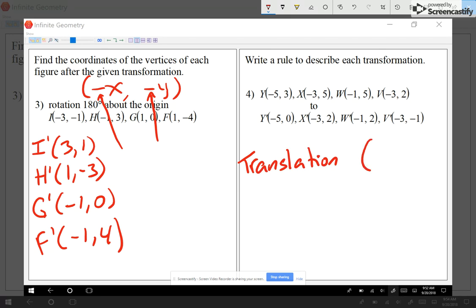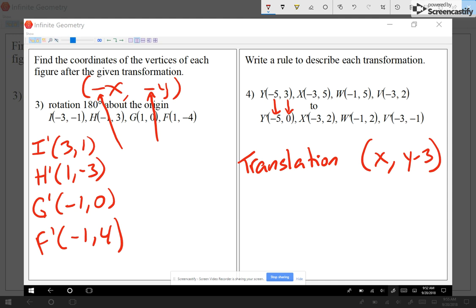When I look at translation, the x value stays the same. So I'm just going to put an x to say the x value stays the same. When I look at the y's, it seems like I'm subtracting 3. So I'm going to go y minus 3. And if I do a quick look on everything, yeah, the x's stay the same. Subtract 3 from every y. So that's translation. Like I said, in the quiz, I'm going to include all 3 types.